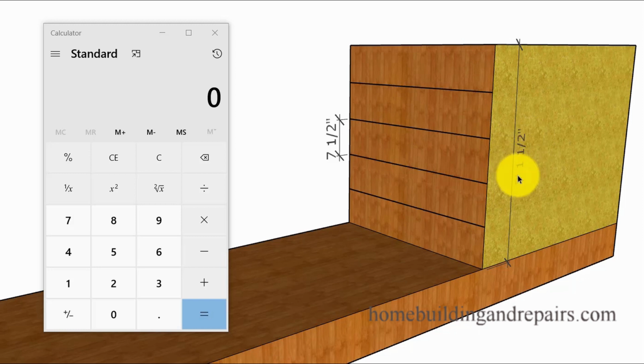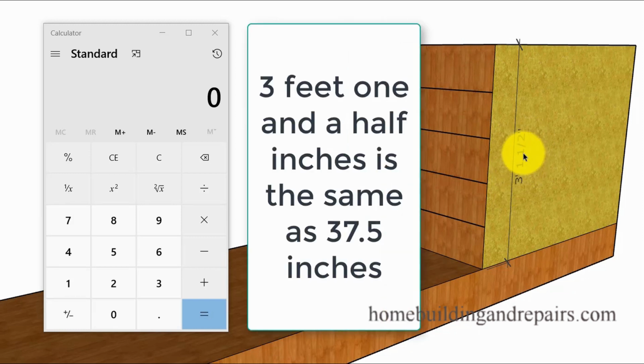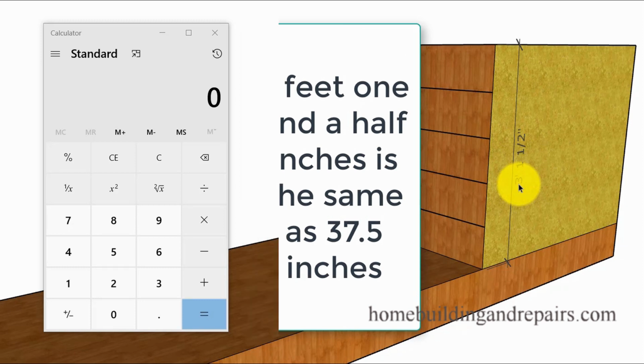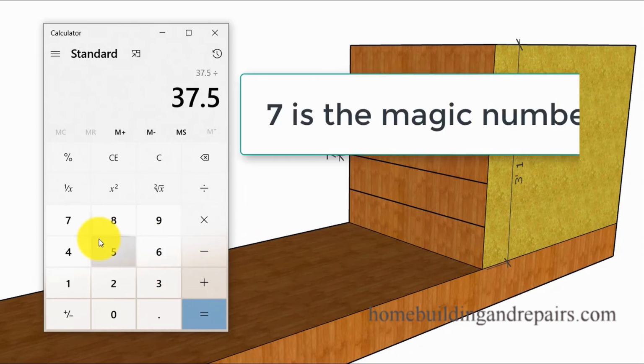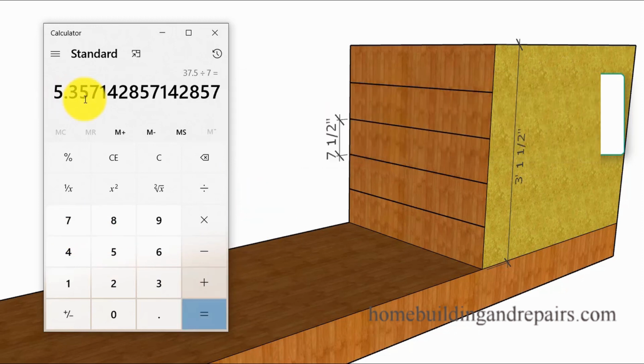Now, I'm going to break this down to inches, and 3 foot 1.5 inches is going to break down to 37.5 inches. And then I'm going to put that into the calculator, 37.5, and I'm just going to divide it by the number 7. Equals 5.35. Now keep in mind that this is not our individual riser height. Remember, for this example, it is 7.5 inches, so we know this isn't it.